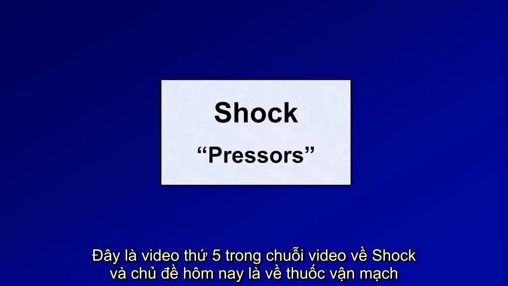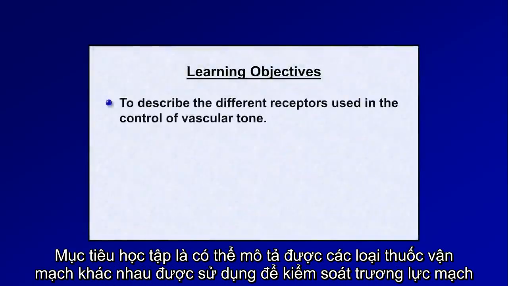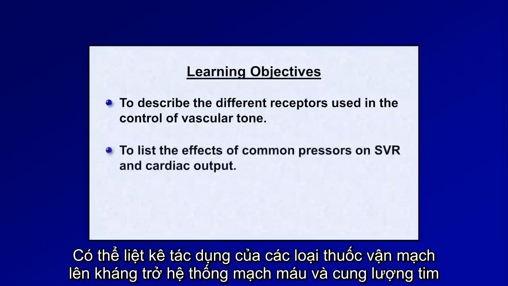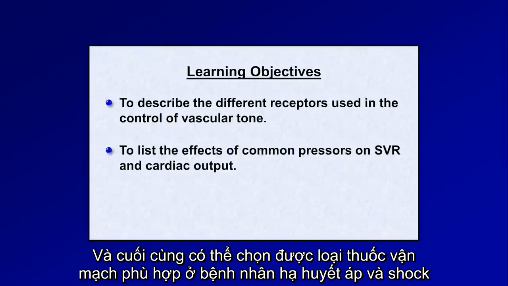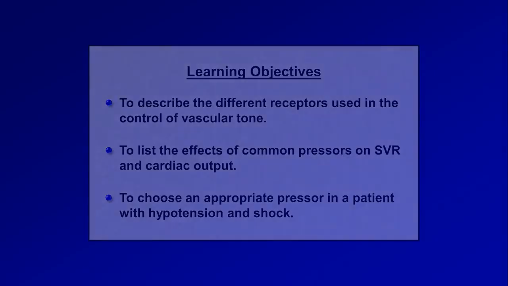This is the fifth video in this series on shock, and the topic is pressors. The learning objectives are to be able to describe the different receptors used in the control of vascular tone, to be able to list the effects of common pressors on systemic vascular resistance and cardiac output, and last, to be able to choose an appropriate pressor in a patient with hypotension and shock.